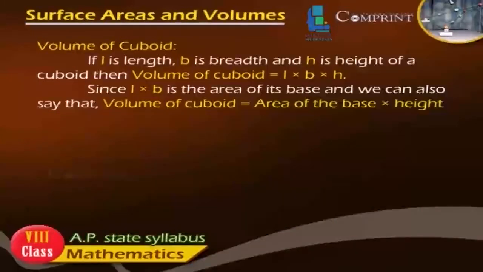Volume of cuboid. If L is length, B is breadth and H is height of a cuboid, then the volume of the cuboid is equal to L into B into H. Since L into B is the area of its base, we can also say that the volume of a cuboid is equal to the area of the base into height.